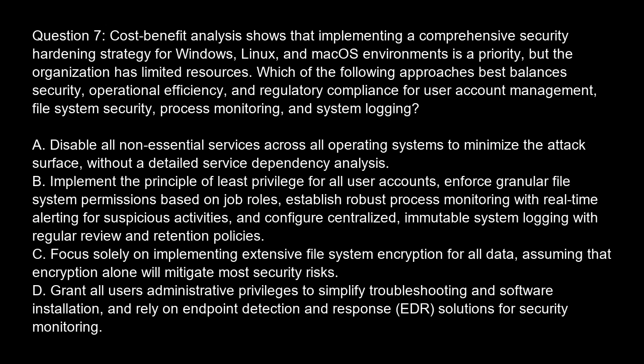Option A. Disable all non-essential services across all operating systems to minimize the attack surface, without a detailed service dependency analysis. Option B. Implement the principle of least privilege for all user accounts. Enforce granular file system permissions based on job roles. Establish robust process monitoring with real-time alerting for suspicious activities. And configure centralized, immutable system logging with regular review and retention policies.